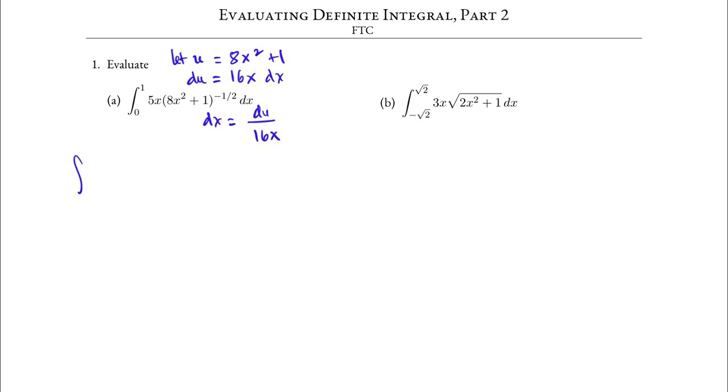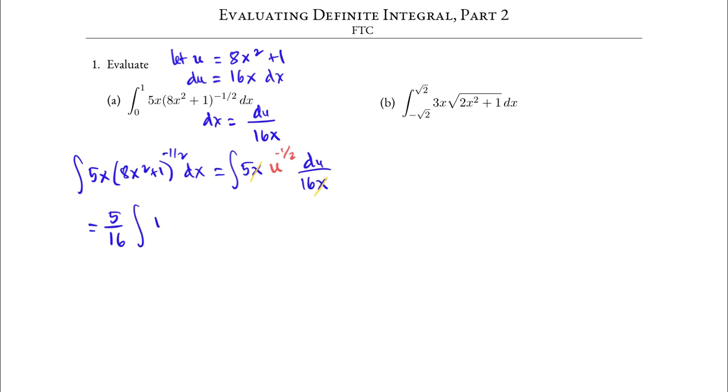The indefinite integral alone, 5x times (8x squared plus 1) raised to the power -1/2 dx, is now rewritten as 5x times u raised to the power -1/2, and dx is now du over 16x. The factor x cancelled out, and so we end up with 5 over 16, which is a constant multiple, times the integral of u to the -1/2 du.